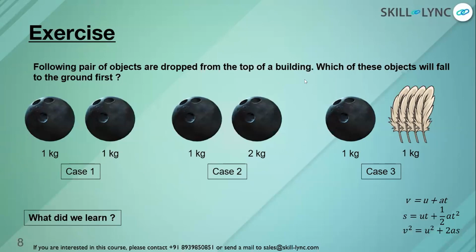Let's go to case 2 now. Again, the same exercise. It's the same ball, maybe made up of a different material, hence you have a different density, but the shape and size of the ball is the same. And then you're again dropping these two balls from the top of the building. So now tell me, will both the balls reach the ground at the same time or different?